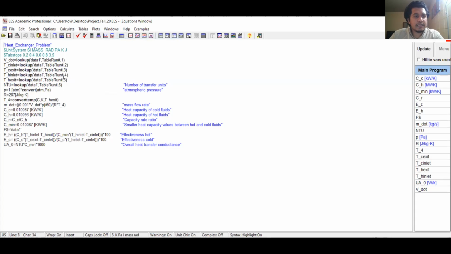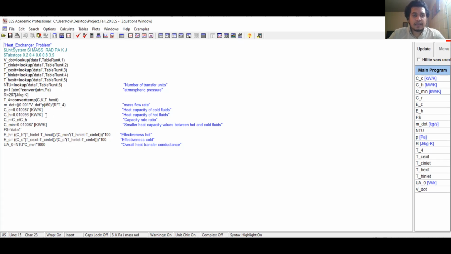In the equation window, we can easily see that we use the lookup table to gather all of our experimental data into the equations. Then we convert the volumetric flow rate into the mass flow rate, where we convert the pressure into Newton per meter square. We also use the outlet temperature of the hot fluid. Then we have easily calculated the mass flow rate for our fluids. We also have the heat capacity of the cold fluid and the heat capacity of the hot fluid. Then we can easily calculate the value of the capacity rate ratio.